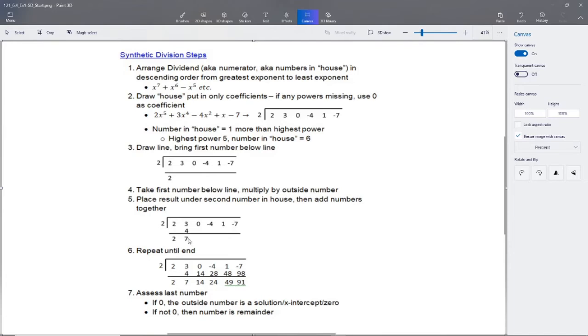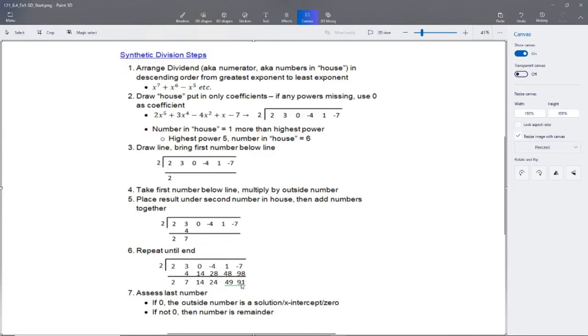And then we repeat. We take 7 times 2 and then put the next number here. As you can see, that's 14. And then 14 times 2, which is 28. And then negative 4 and 28 make 24. And then 24 times 2 is 48. And then we take the 1 and the 48, and that makes 49. And finally, we have negative 7 and 98, and that makes positive 91.